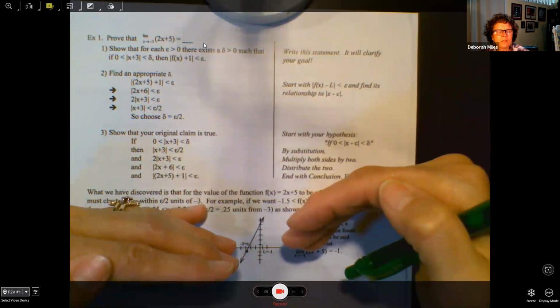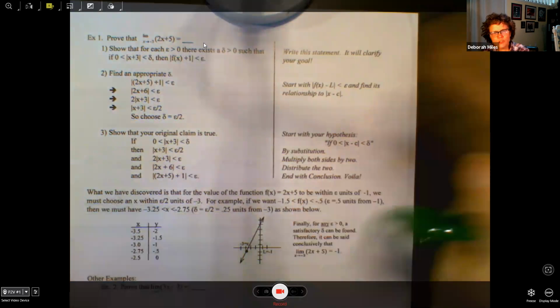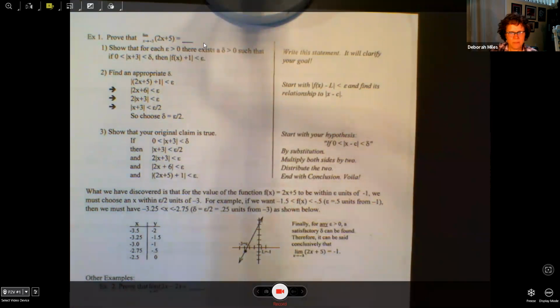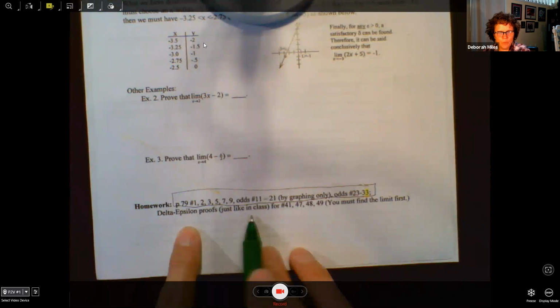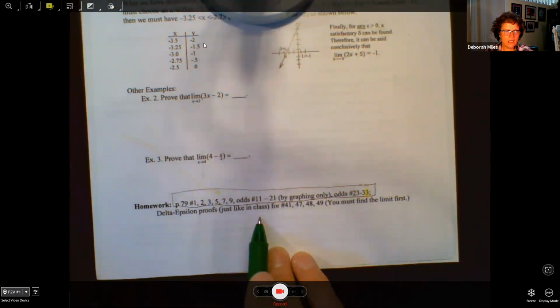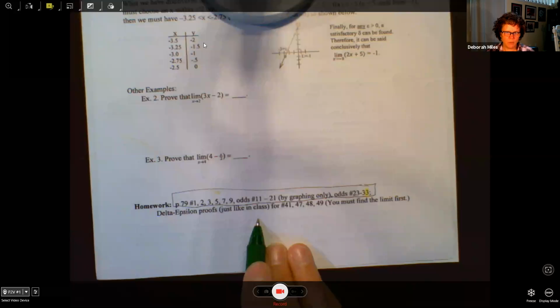The problems in tonight's homework, the directions say something else in the book. When I say I want you to do these 4 problems, just like we did in class, I mean, don't follow the directions in the book. Do a proof just like we're fixing to do. And you must find the limit first.